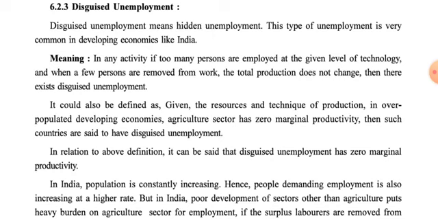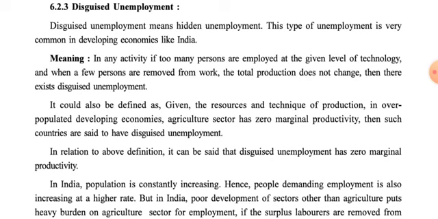Given level of technology means the technology is given and fixed and cannot be changed within a short period of time. It means when we are using a labor intensive technology and it is prevalent in the economy, then we cannot change the level of technology, or we cannot invent some other technology which can be user friendly. So in any activity, if too many persons are employed at the given level of technology, it means the technology is the same and we can only change the variable factors. Here the variable factor is persons.